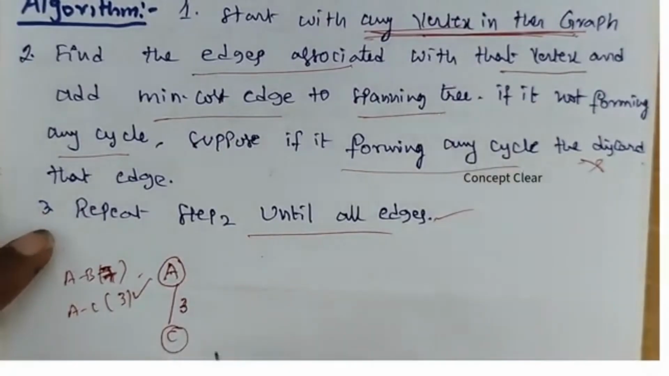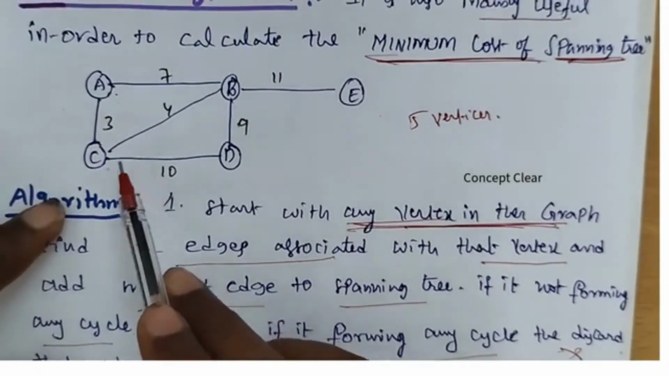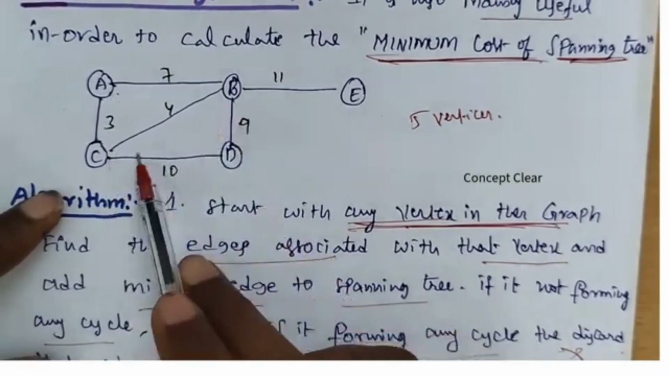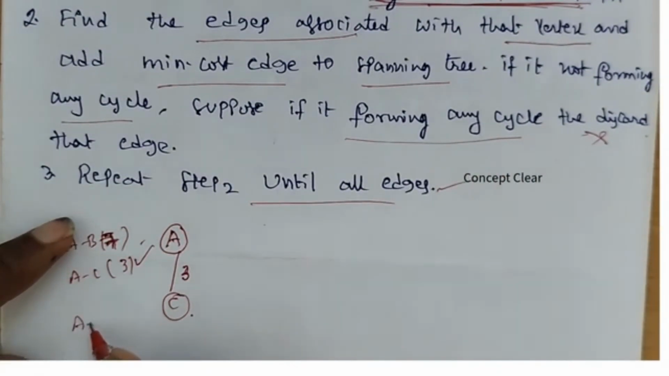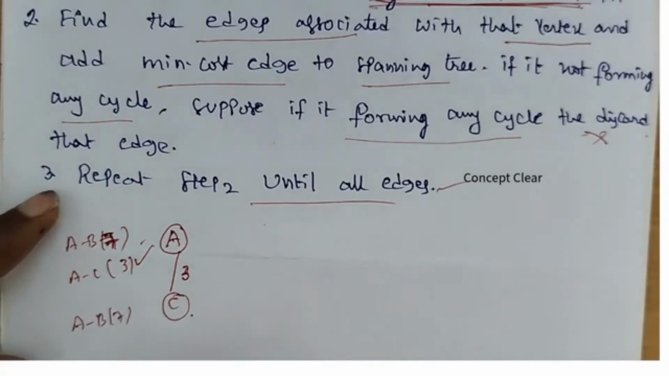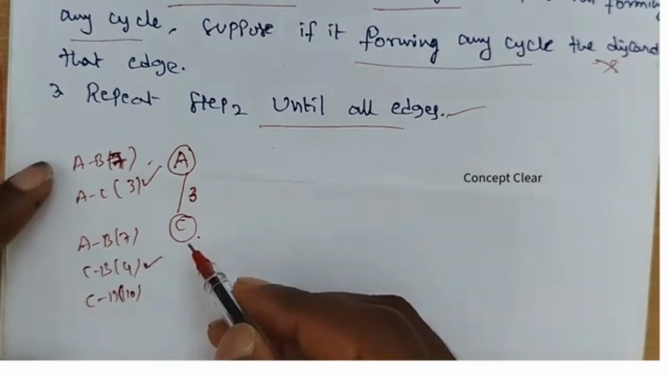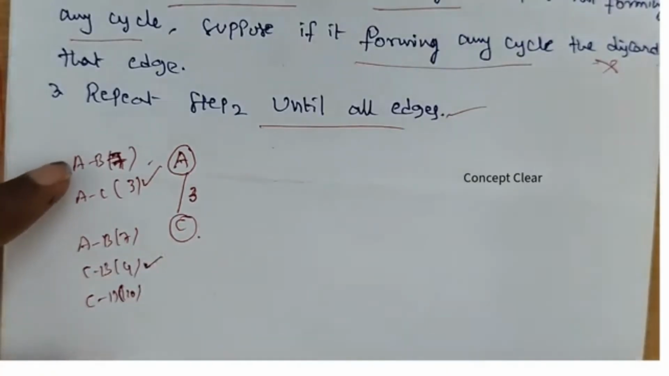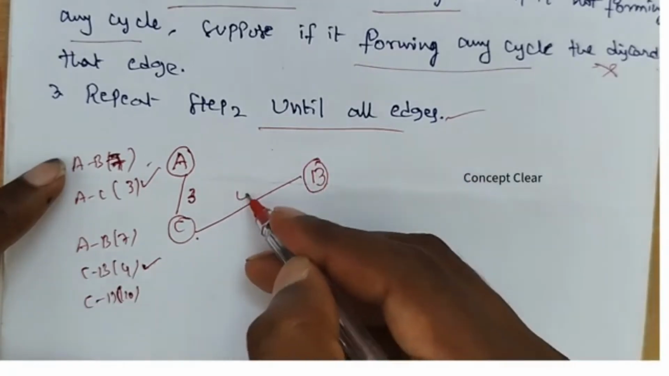Okay, now we have to check all the associated edges with C. C contains C to A, C to B, C to D. Again we have to write all the edges here. A to B is not considered, so we are writing here C to B is 4 and C to D is 10. Among these, which one is the least cost? 4 is least, so we are taking 4. So the graph contains, again here it will go to B, so it is 4.